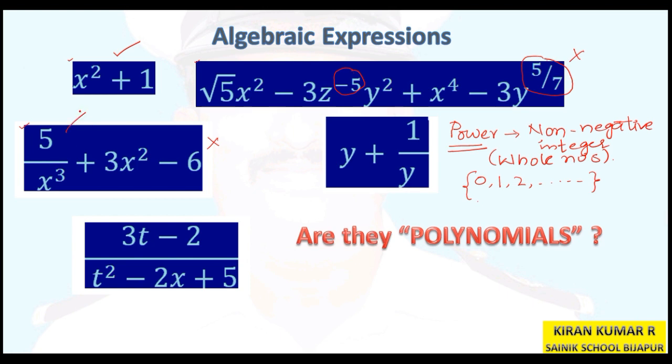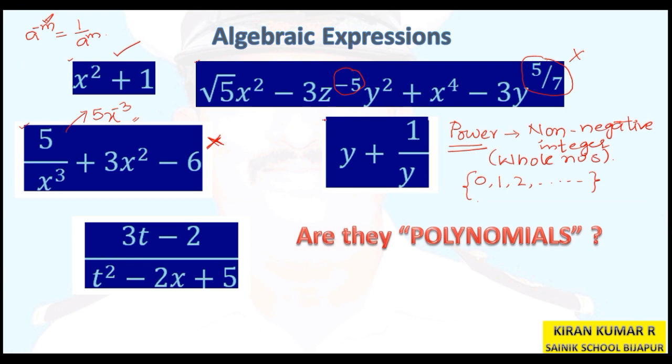No, it is not a polynomial. The reason is 5 by x cube is the same as 5 multiplied by x raised to the power minus 3. We had this in the exponent chapter that any number, say a to the power minus m, is written as 1 by a to the power m. So there is a negative power here. Since the power of the variable is negative, we say that it is not a polynomial.